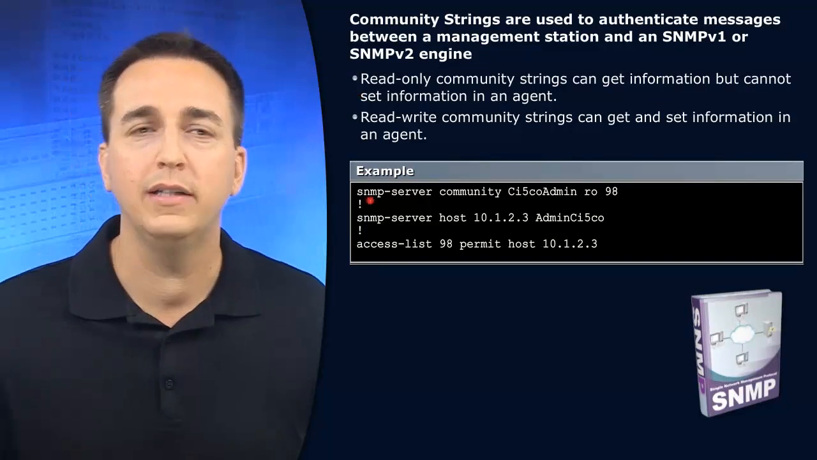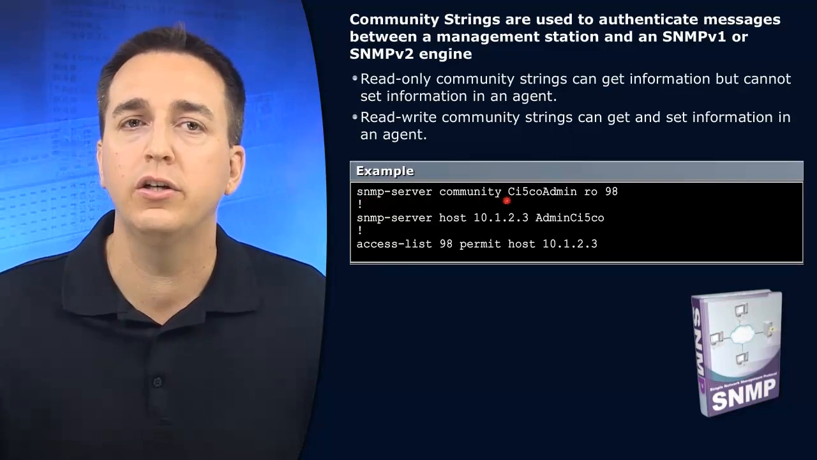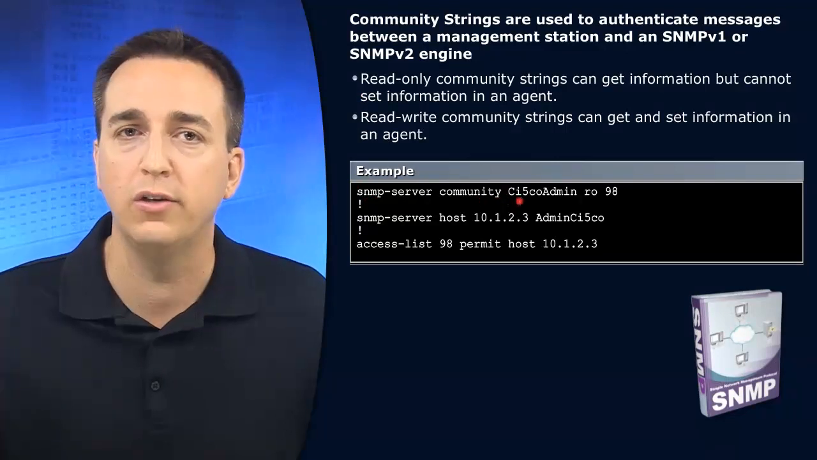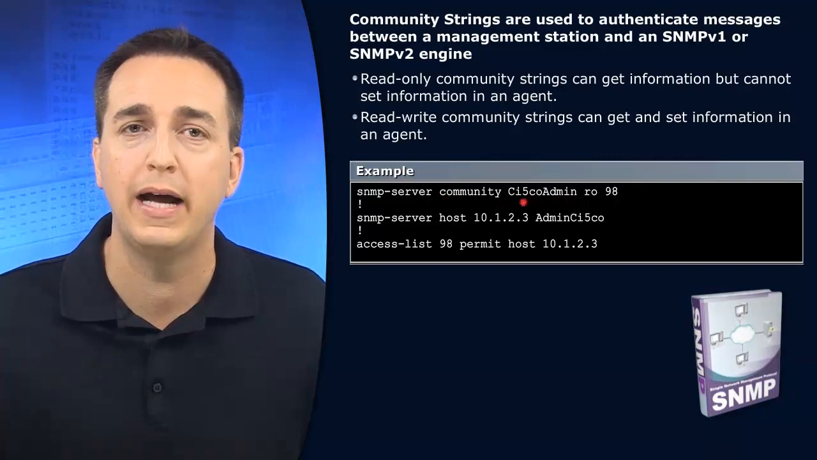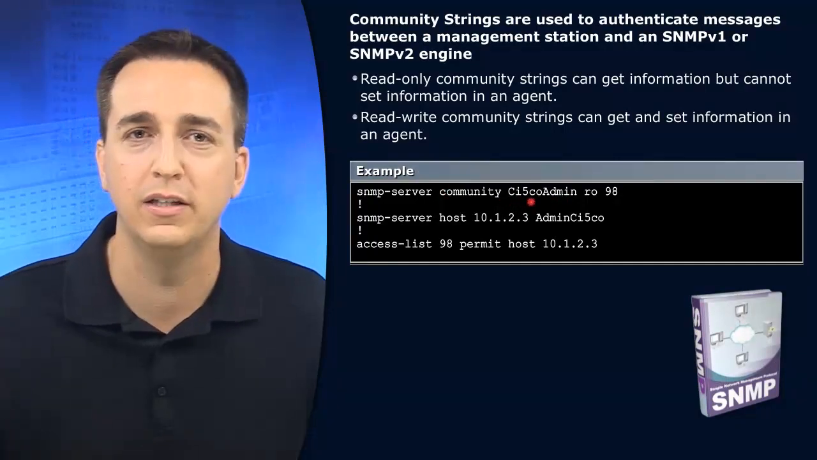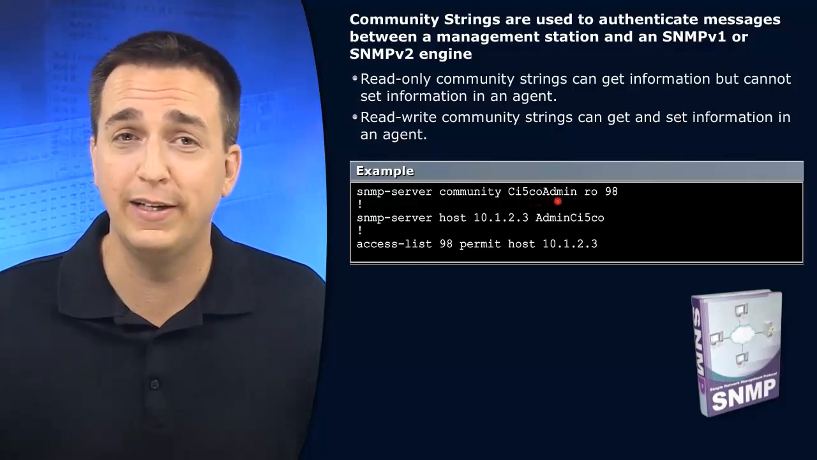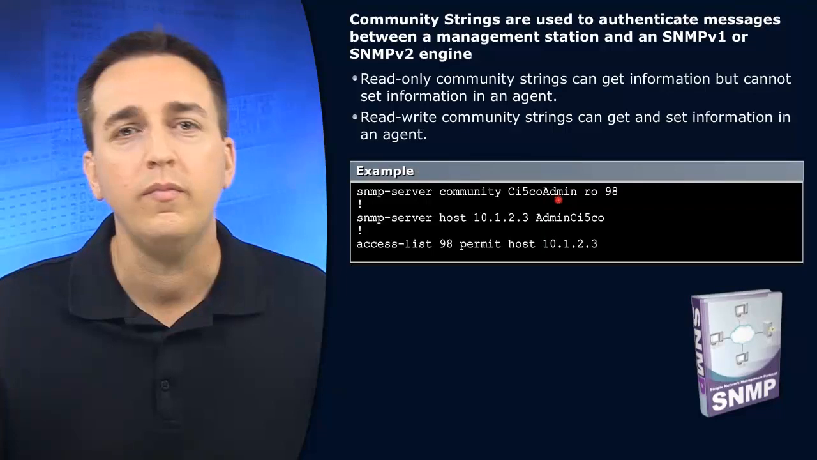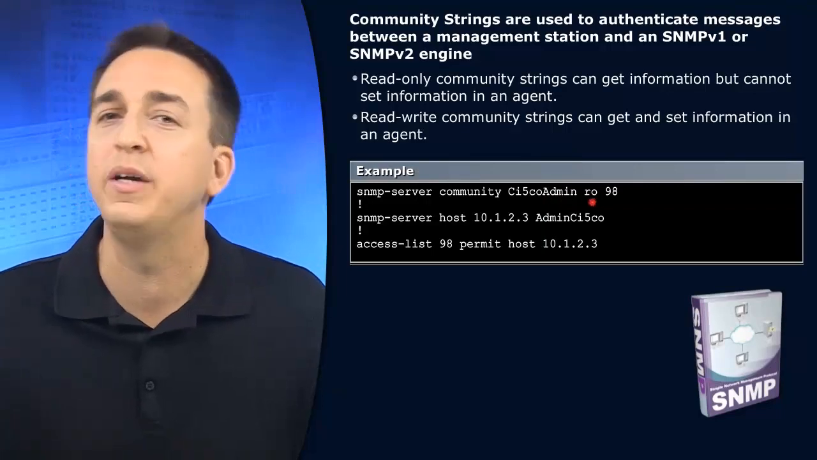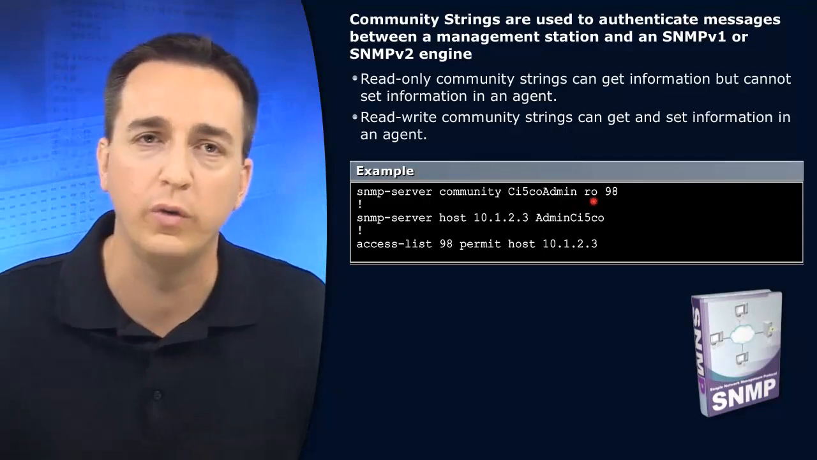So here we can see that we set up the SNMP server community command, and this is going to allow us to specify the community string. So the password, that's really what it is, the password. In this case, it's a combination of uppercase and lowercase letters and numbers, and really it's just a play on the term Cisco admin, if you look at that, Cisco admin. And there's the key for it being read-only. RO for read-only, RW would be for read-write.